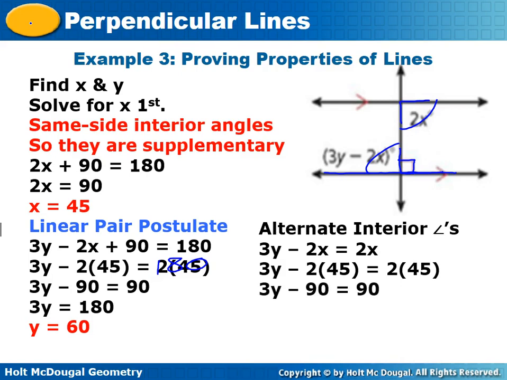And when we do that, we're going to get 3y minus 90 equals 90. We're going to add 90 to both sides. Divide by, again, 3, so we get 60. So no matter which way we do it, we get the same answer.